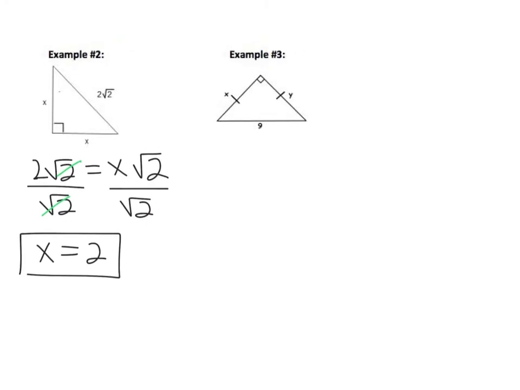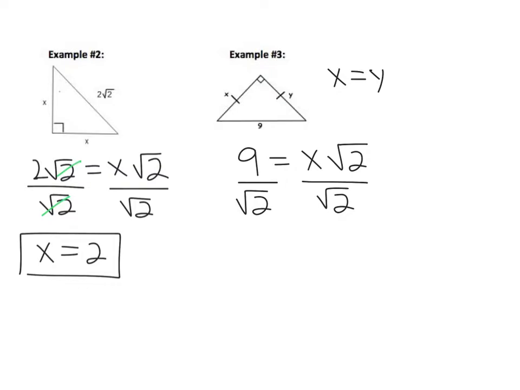And our last example is the same type, where we want to solve for the lengths of our legs, x and y, which we know they're going to be equal. So we know x equals y, and we know that 9 is our hypotenuse. It equals our leg x times the square root of 2. So we're going to do the same thing where we divide both sides by the square root of 2. But unlike before where the square roots canceled, they don't in this case. So we end up with 9 divided by the square root of 2.